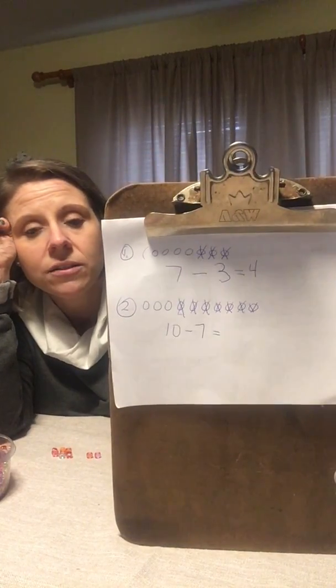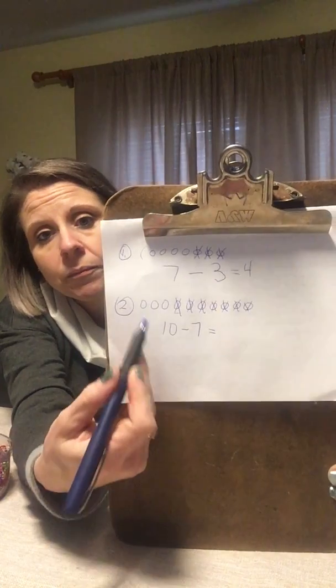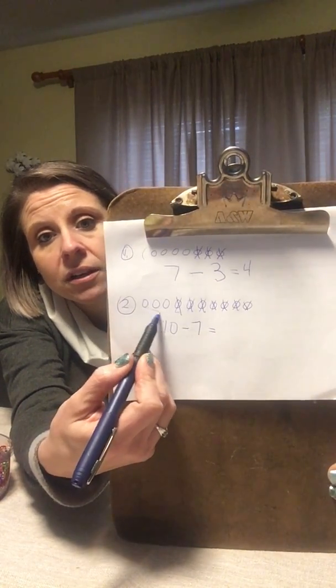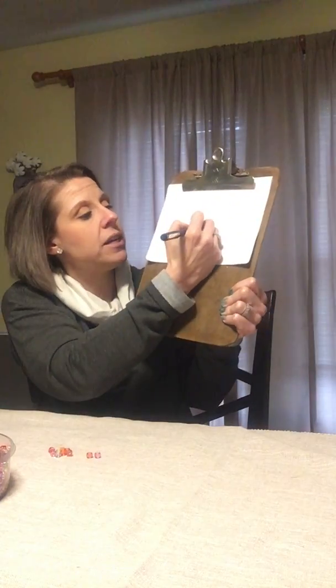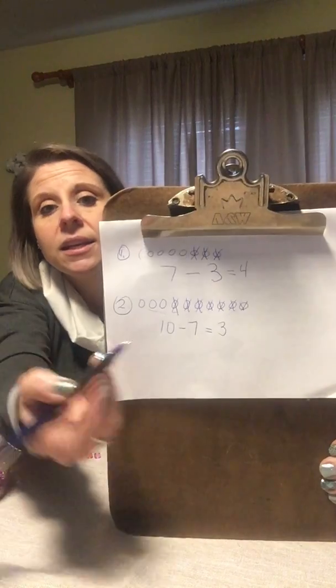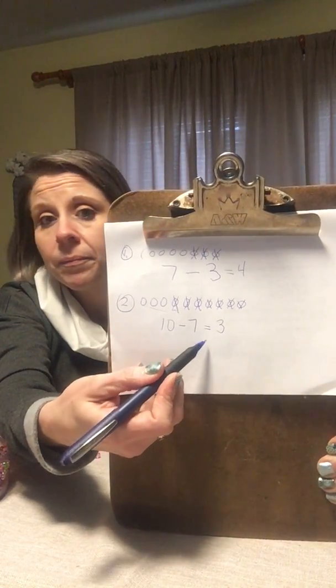Now to find your answer, you just look at the circles that we did not mark out, and we count those. 1, 2, 3. So your answer is 3. And you would write your answer after your equal sign. So we would say that 10 minus 7 equals 3. Okay?